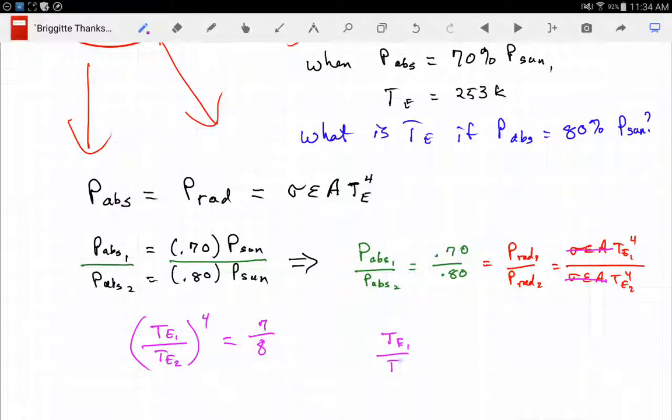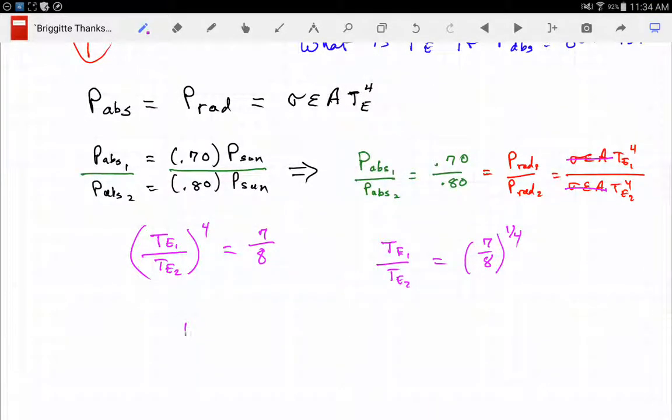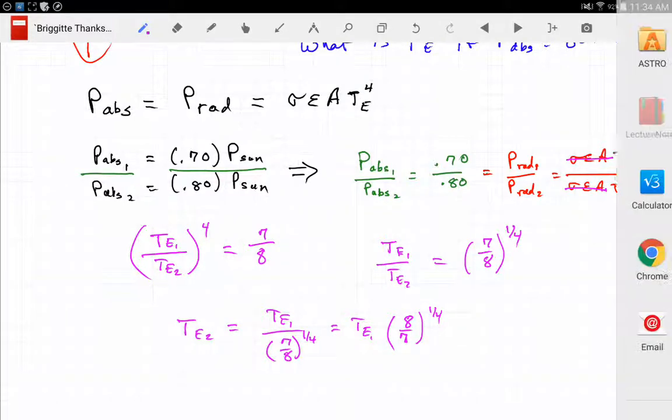temperature of the Earth 1 over temperature of the Earth 2 is equal to 7/8 to the 1/4 power, and then solving that for temperature of Earth 2, is equal to temperature Earth 1 divided by 7/8 to the 1/4 power. I could rewrite that more simply as temperature Earth 1 times 8 over 7 to the 1/4 power. And then I just whip out the old calculator.